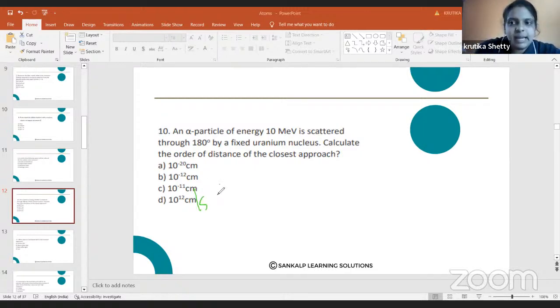That is, kinetic energy is equal to potential energy. The kinetic energy is equal to potential energy. Okay, so let us substitute the formula and simplify this.